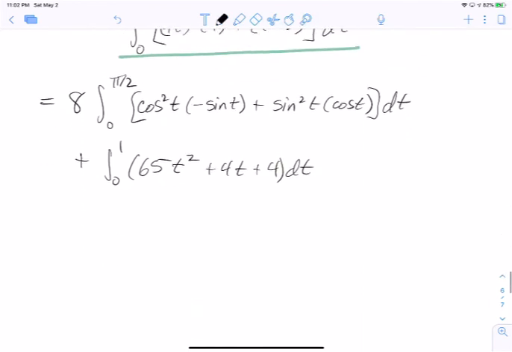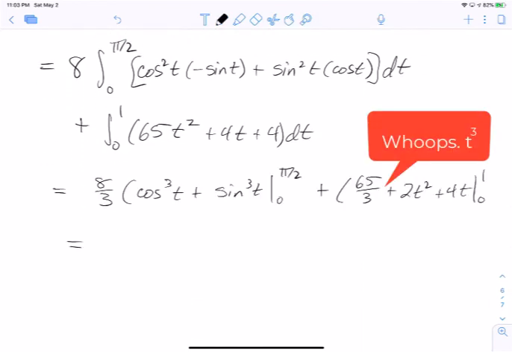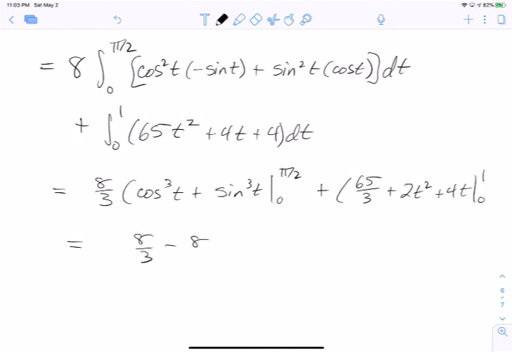And then the arithmetic on this, after the calculus, turns out to be 8 thirds minus 8 thirds plus 65 thirds plus 2 plus 4, and simplifies to 83 over 3.